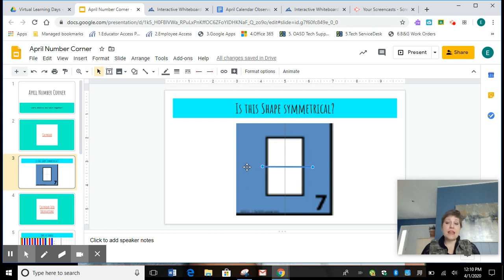Now, when I divided it again, I noticed that I'm able to break it into 4 sections, and all 4 of those sections look the same. They all are making smaller rectangles. So I know this shape still is having symmetry. I was able to divide it into 4s, and all of those 4 pieces still look the same.